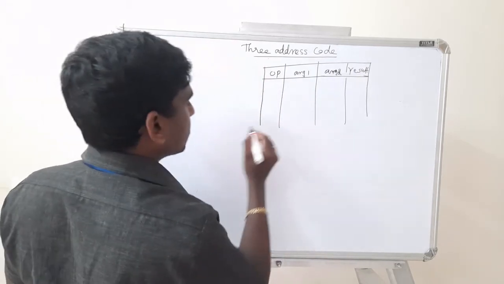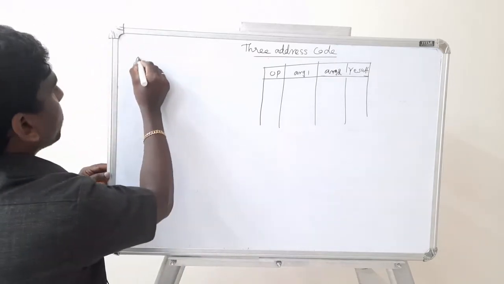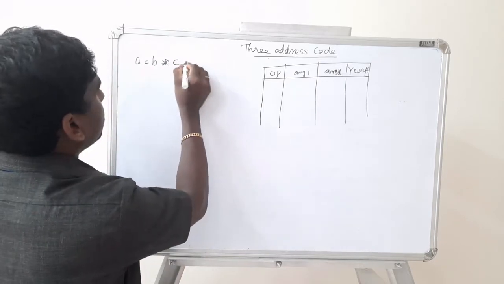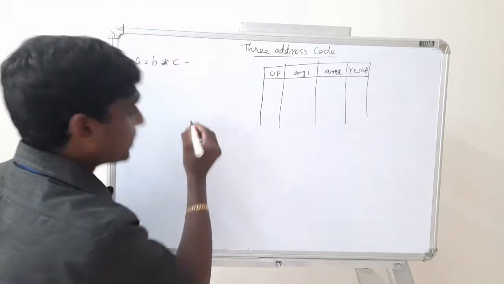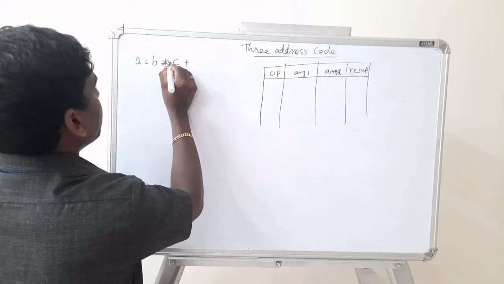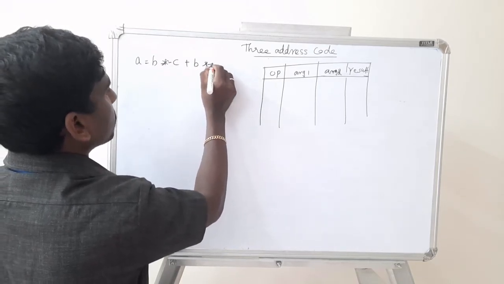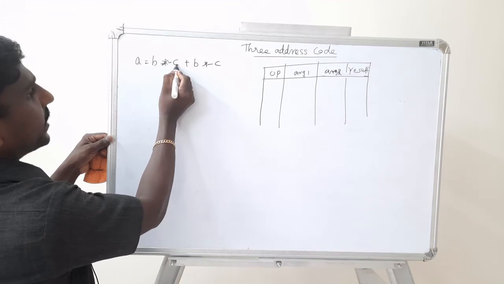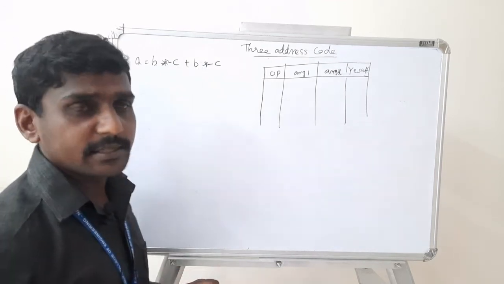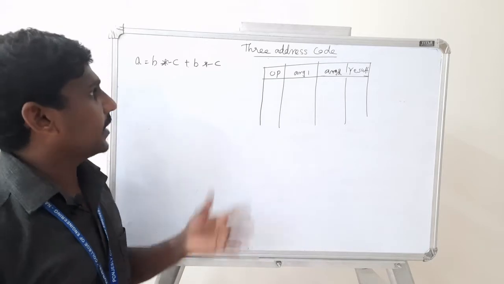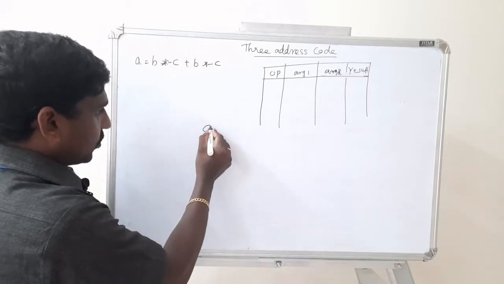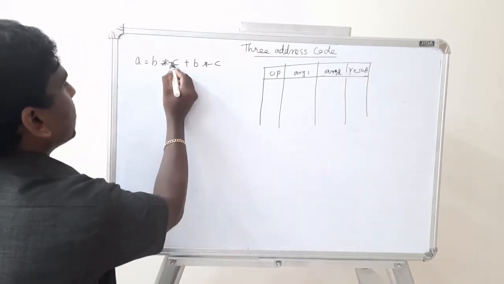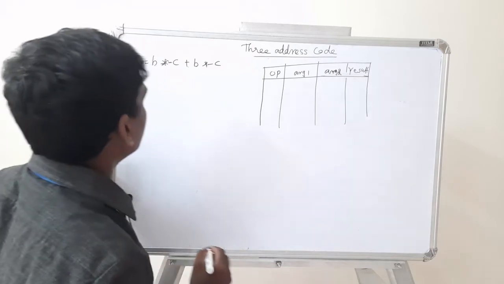So let's take one small example. A equal to B star minus C plus B star minus C. This is the example. Minus C is nothing but unary, that is the sign is minus. So C is unary minus. So the C value is a negative value, unary minus. Let us take this example, and first you have to convert this into 3 address code.